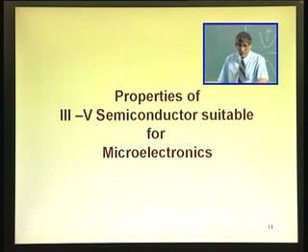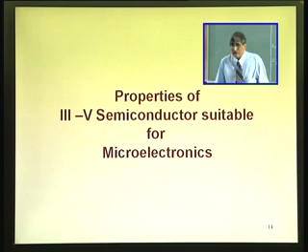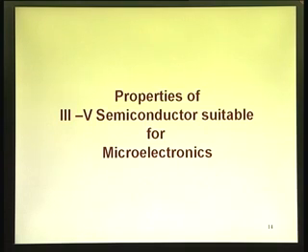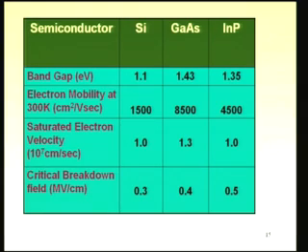Now, let us put a summary of these properties of the 3,5 semiconductors which are suitable for microelectronics. What we have said is that today silicon, an elemental semiconductor, is used everywhere for microelectronics. The competing materials are gallium arsenide and indium phosphide. This is a table which summarizes most of the things, like band gap: 1.1 electron volt for silicon, 1.43 for gallium arsenide, 1.35 for indium phosphide.